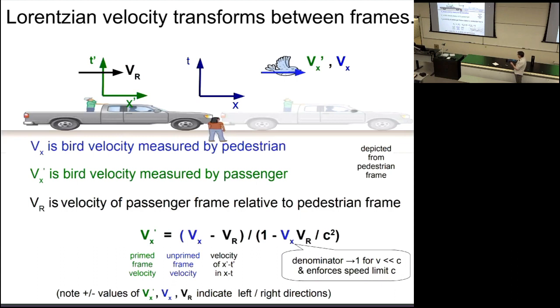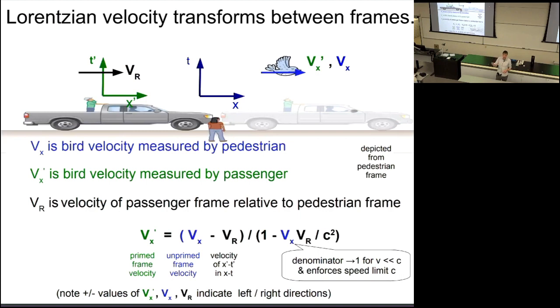At high speeds, meaning of order the speed of light, approaching the speed of light, that are not negligible compared to the speed of light, the transformation of velocities from one reference frame to another changes. And it changes in a way that's all determined by this little piece here. It's actually this extra piece, this is the magic piece that enforces a speed limit in relativity, that nothing can go faster than the speed of light.